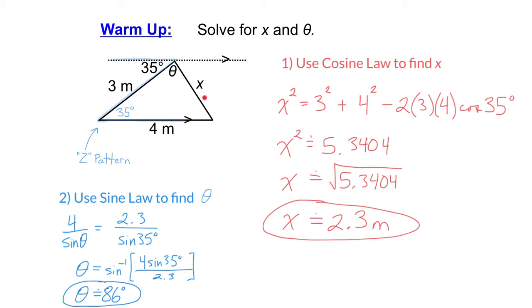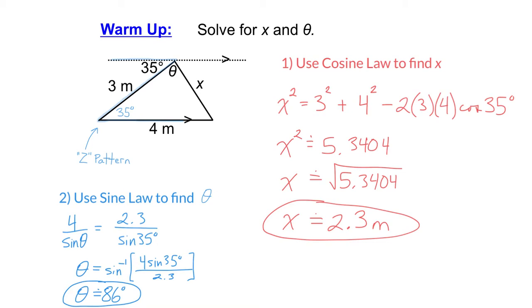So now that I know this is 2.3 meters, I know a side length and the angle that it's opposite to, so I can use sine law to figure out my missing angle. So 4 over sine theta equals x over sine 35. Okay, cross multiply, 4 times sine 35 divided by 2.3 equals sine theta. Take the inverse sine to get the angle, which was about 86 degrees.